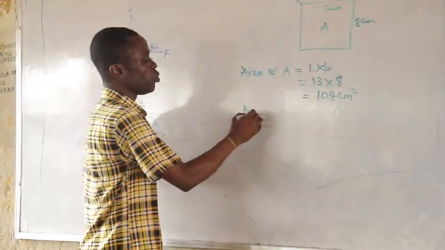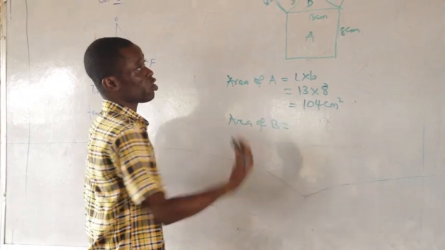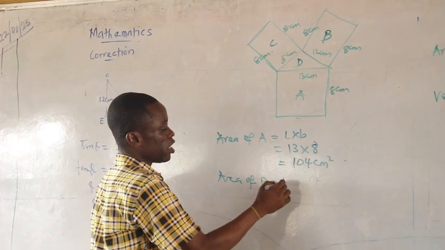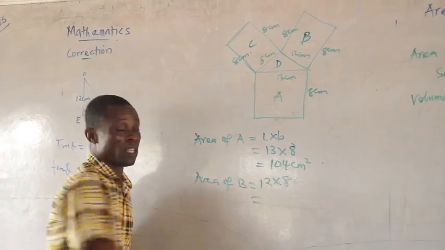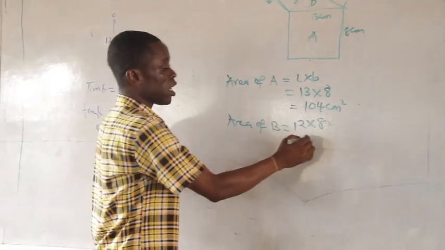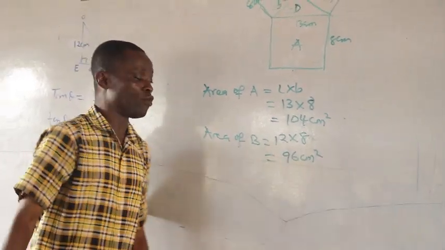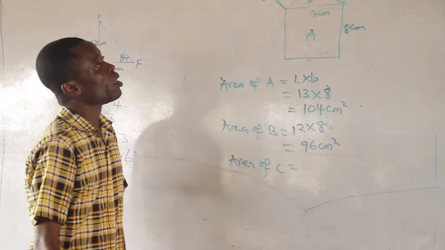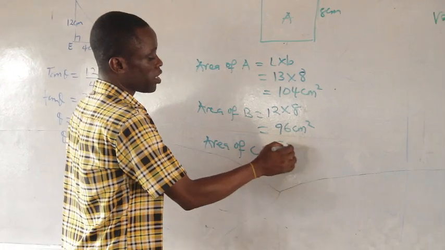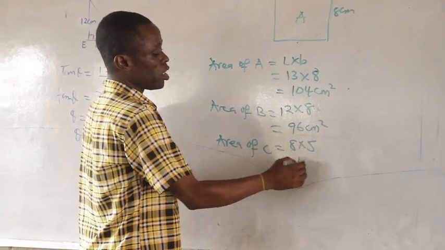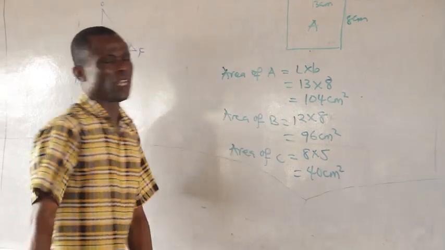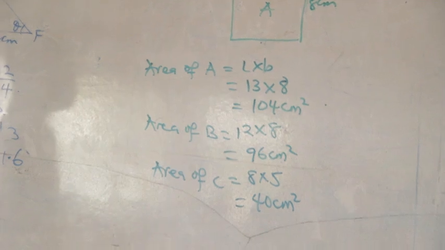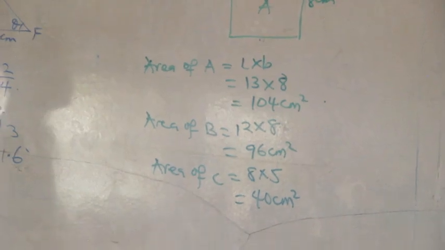Then area of B. Area of B is what? It is also length times breadth, but length, I can say length is 12, breadth is 8. 12 times 8. And what is that? 96 centimeter square. That is area of B. Then area of C. Area of C is equals to 5 times 8 or 8 times 5. And the answer is 40 centimeter square. So with this, we have succeeded in finding the area of the three rectangles that we have in this shape.